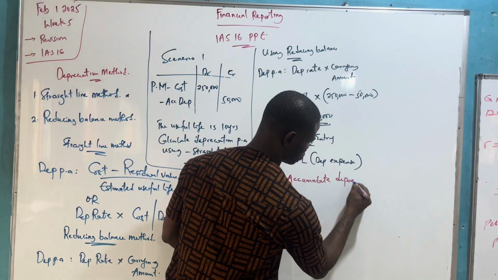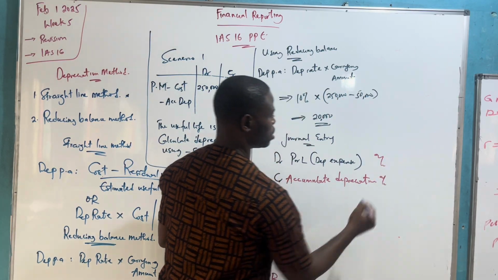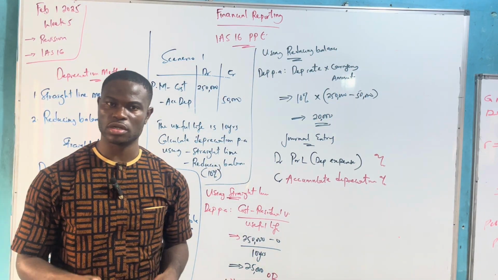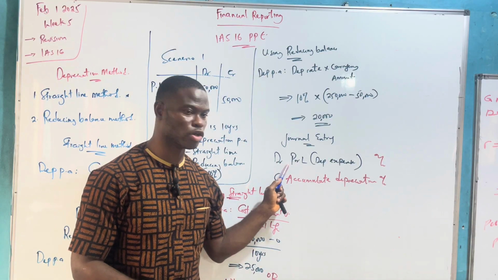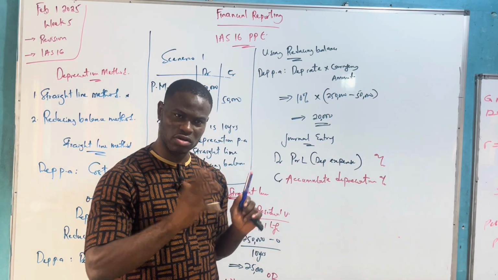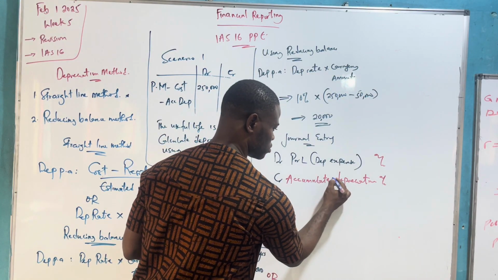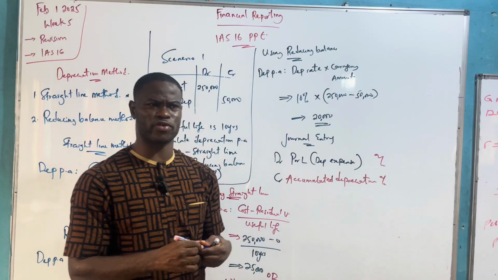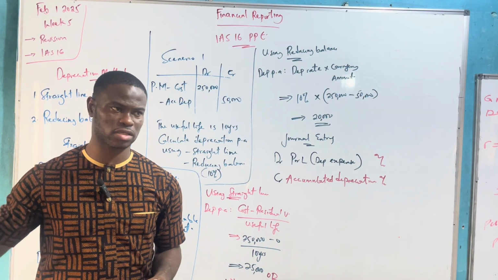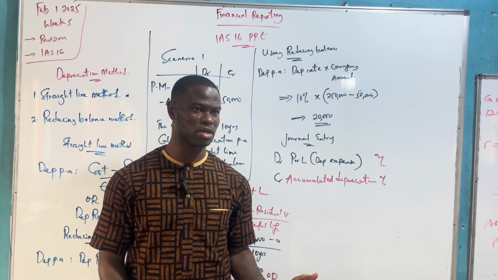Accumulated depreciation account. It's a separate account on its own. This one that you debited goes to P&L every year. But this accumulated depreciation account, some people call it provision for depreciation. No, no. It's not a provision. It's far from it. It's an account called accumulated depreciation.